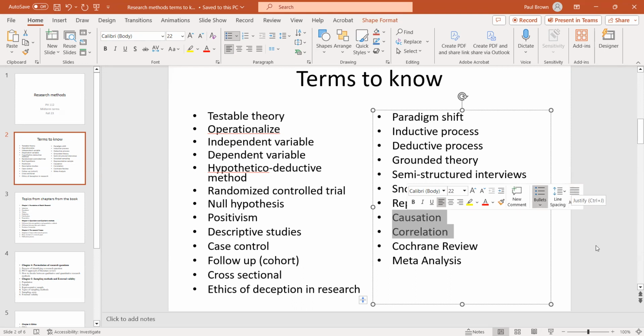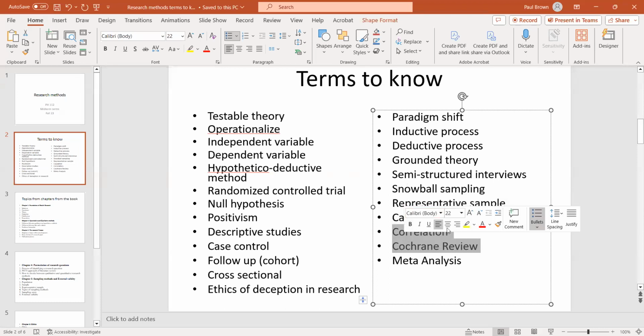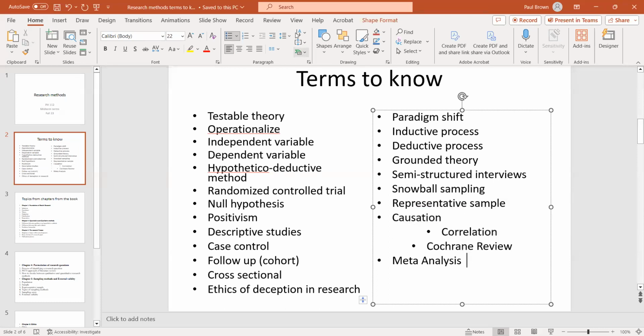Second last one, the Cochrane review. Yeah, so Cochrane review and meta-analysis. These are different types of literature searches that you can do.